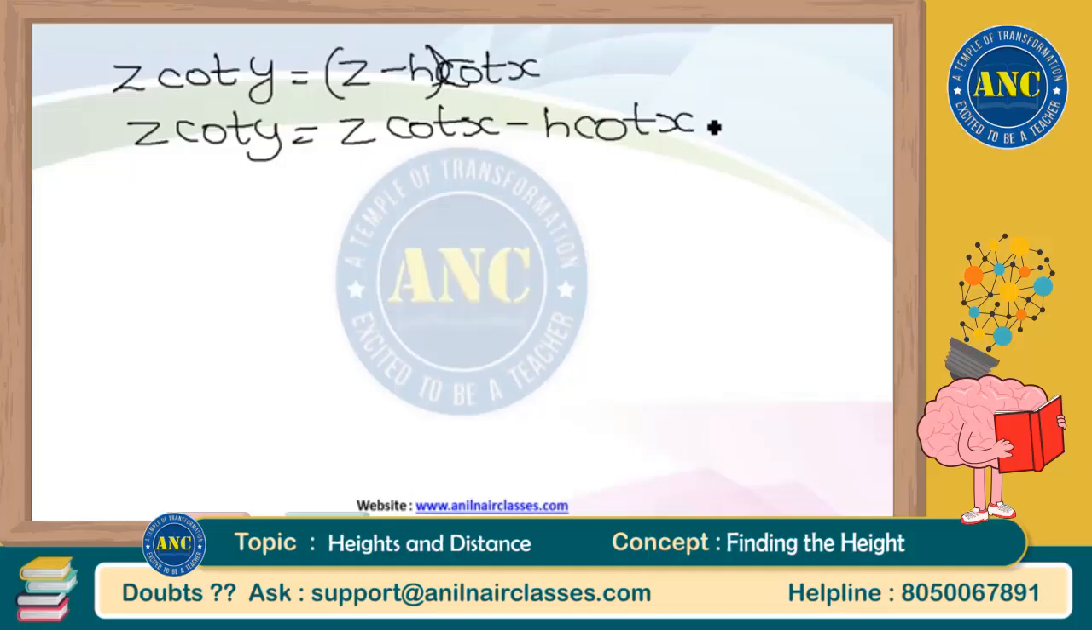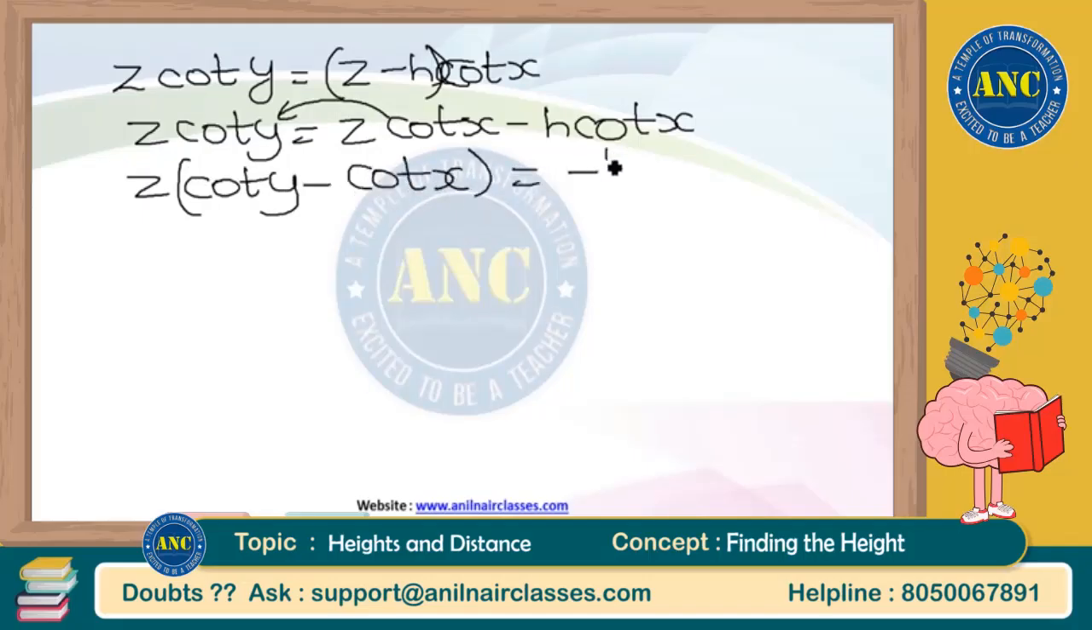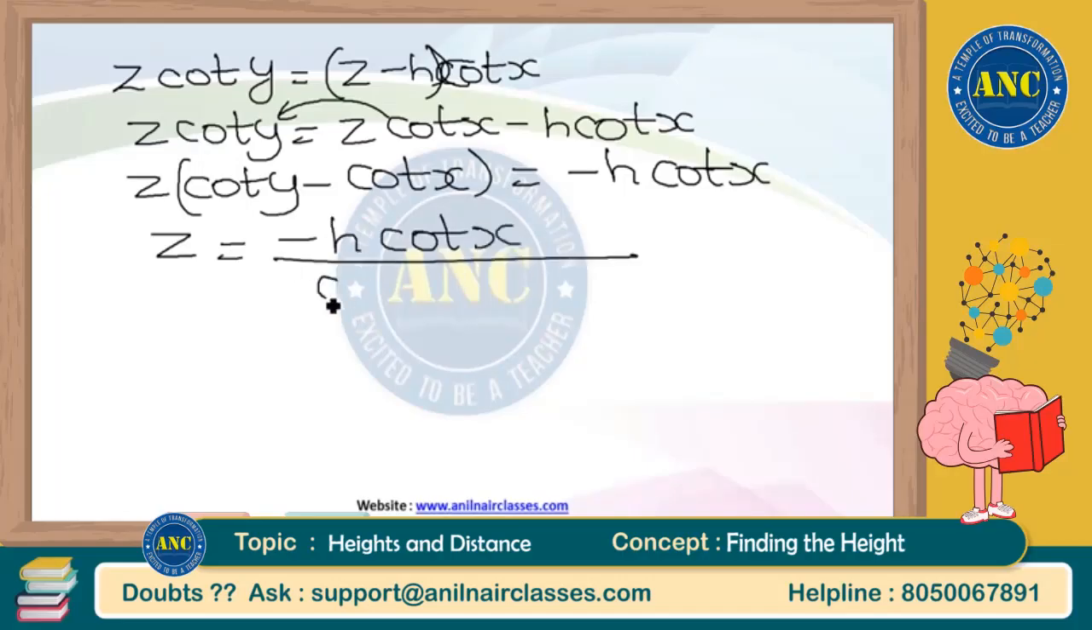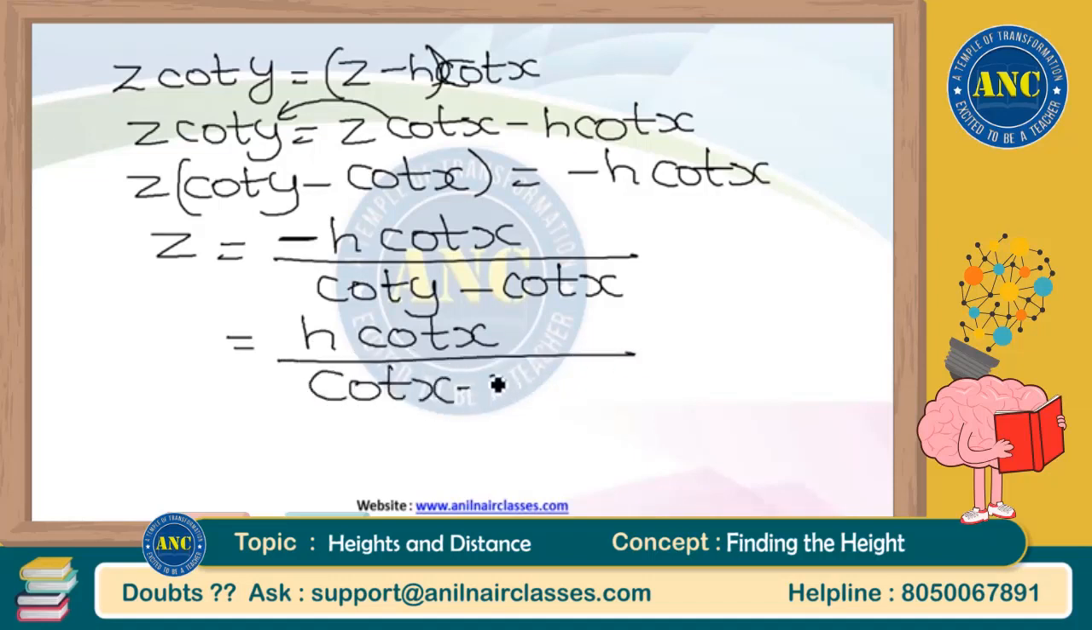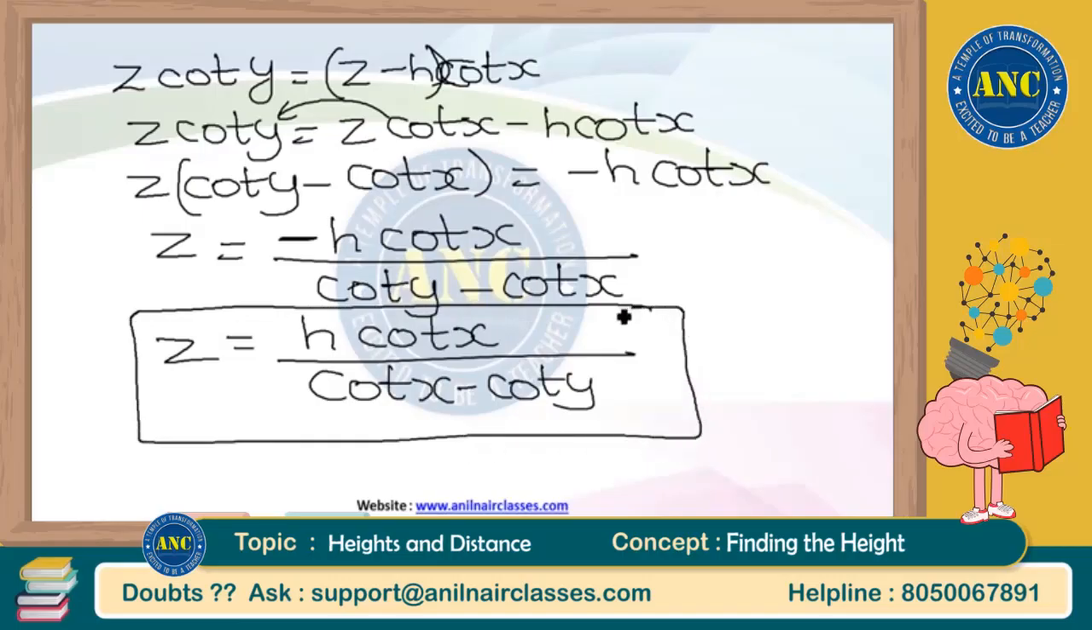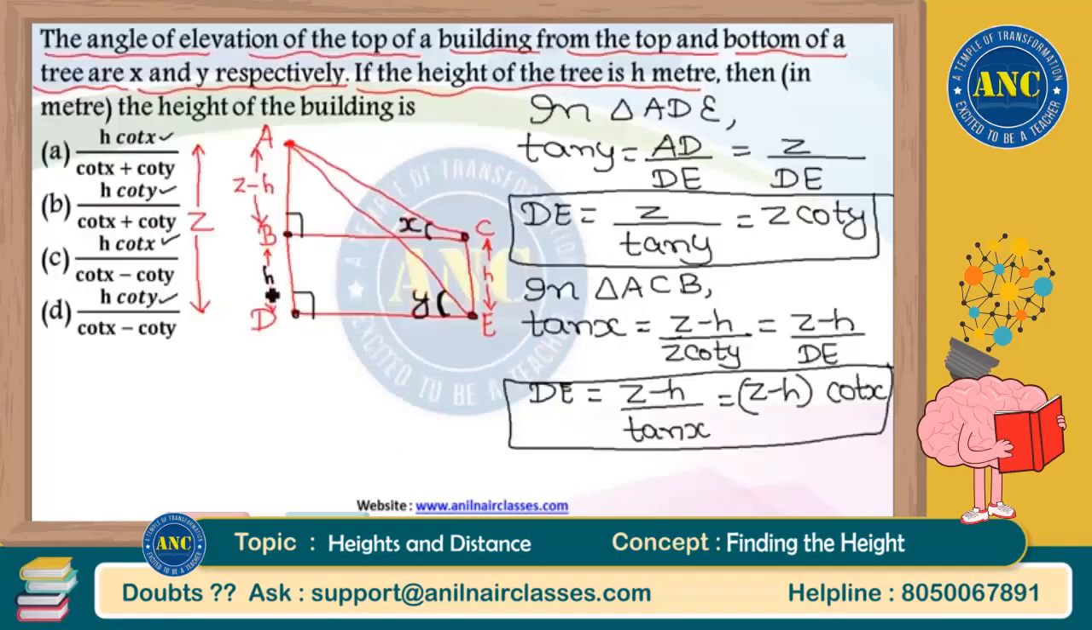If I simplify further, it is Z cot Y minus Z cot X, with Z common, Z times cot Y minus cot X, is equal to minus H cot X. So Z will be equal to minus H cot X divided by cot Y minus cot X. If I move this minus from the numerator to the denominator, H cot X divided by cot X minus cot Y will be the answer for my Z, and Z is nothing but the height of the building. The answer for this question is option C. Option C should be the answer for this particular question.